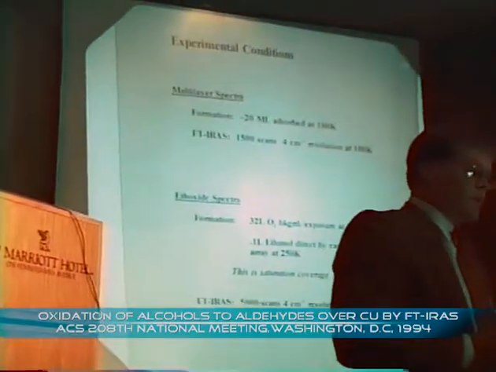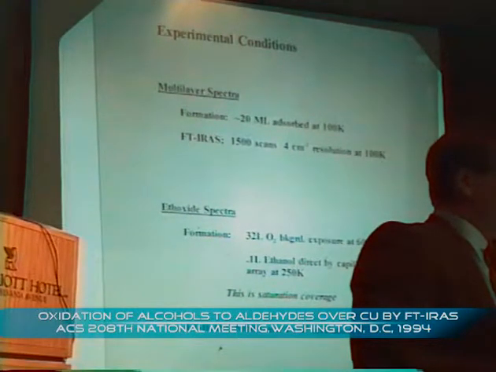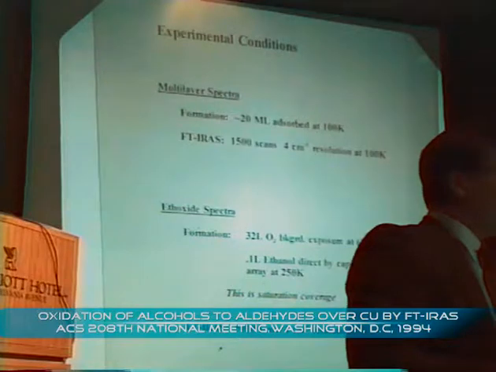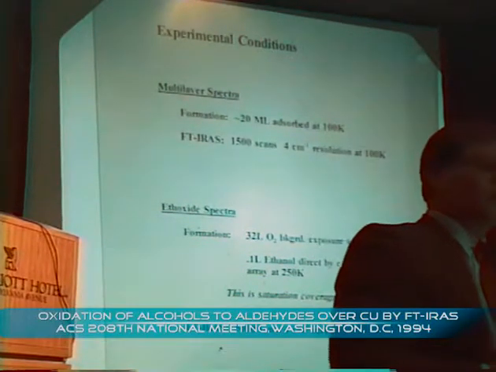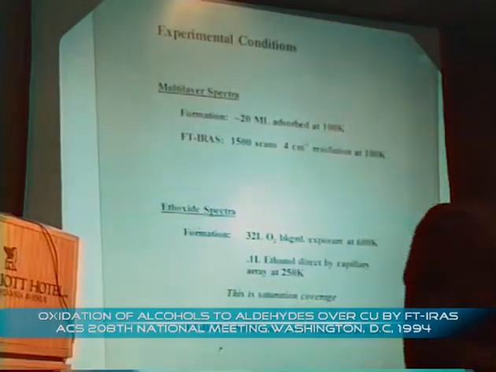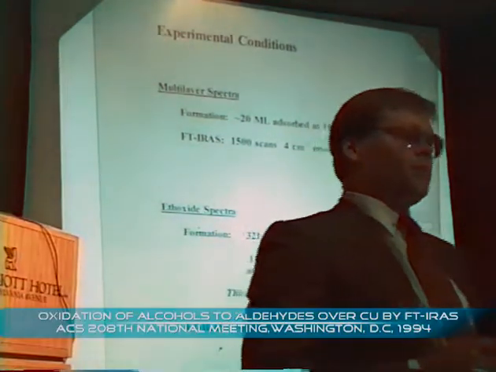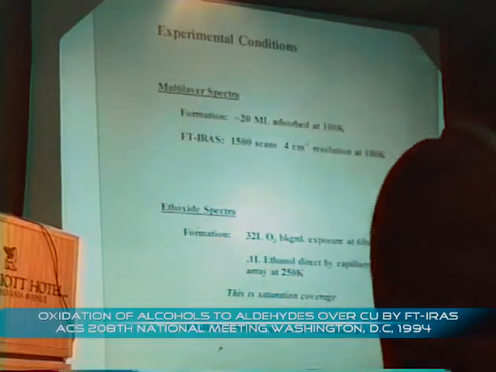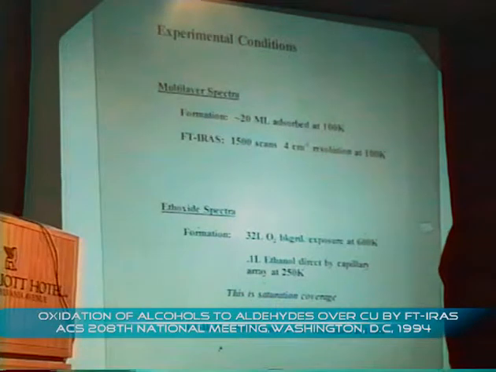The ethoxides are all formed in exactly the same way. That's a pre-exposure of 32 langmuirs of molecular oxygen with the crystal at 600 Kelvin, and then a direct capillary array dose of 0.1 langmuir of the ethanol with the crystal at 250 Kelvin. This produces a saturation coverage of the ethoxide, as determined by the subsequent aldehyde yield during a temperature programmed reaction. The spectra are 5,000 scans at 4 wavenumber resolution, data acquisition time of about 24 minutes, and the crystal is at 100 Kelvin.